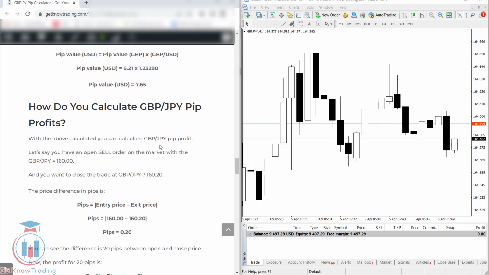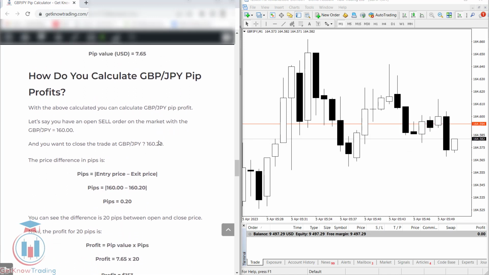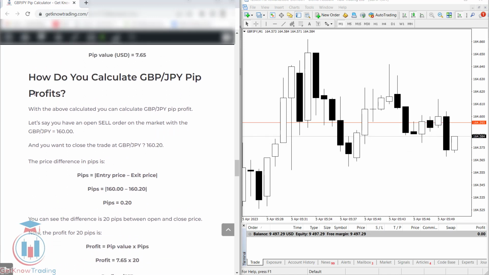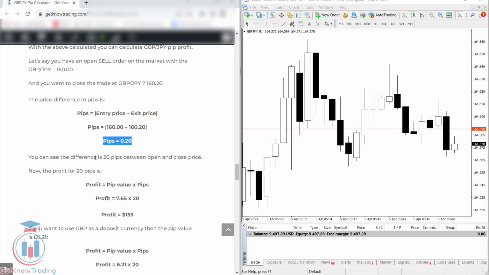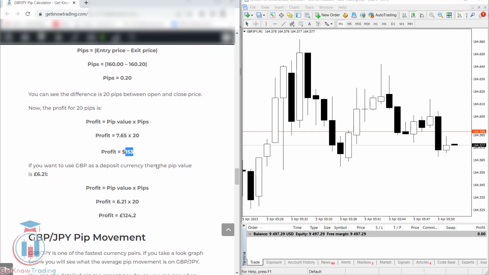Then you can go down and you will see how to calculate GBP Japanese yen pip profits. This will give you a difference between the entry price and the exit price, and then you will have the number of pips. You can see that in this example the difference is 20 pips, so when you calculate 20 pips multiplied with pip value in the US dollar, you get 153 US dollars as a profit or a loss. It depends on whether the trade is profitable or a losing trade.